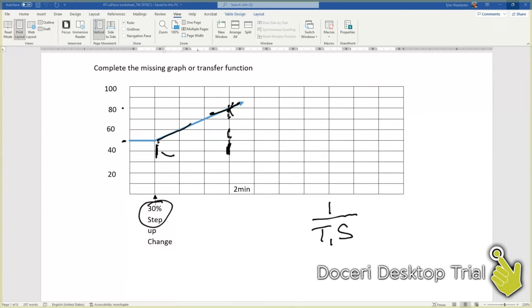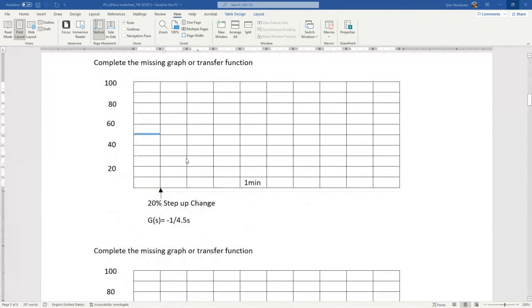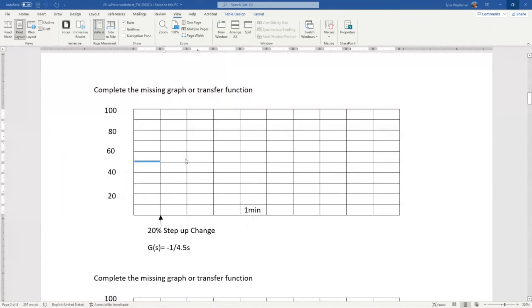In this case, it's 1 square, 2 squares, 3 squares at 2 minutes each. So 3 times 2 minutes is equal to 6, and our transfer function will be 1 over 6s. Pretty straightforward. Now let's see if we can do the same in a different question.